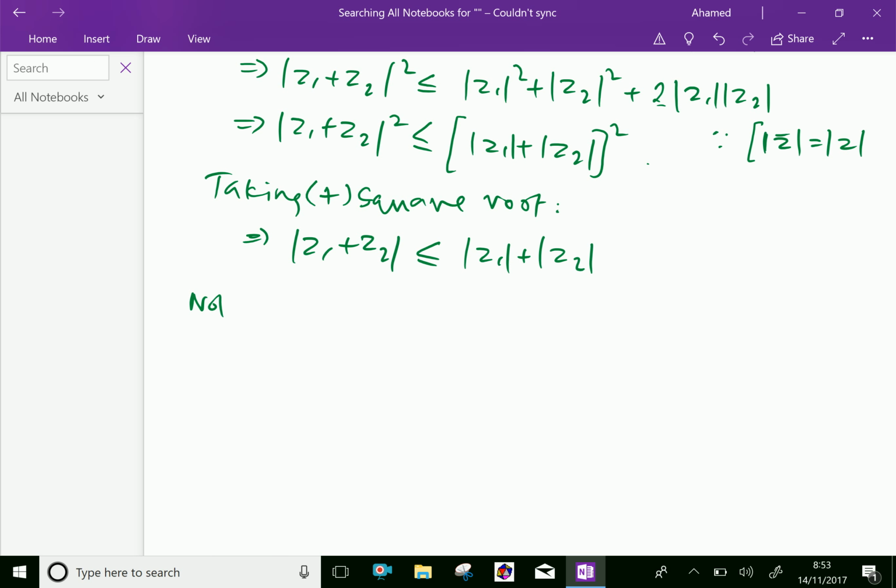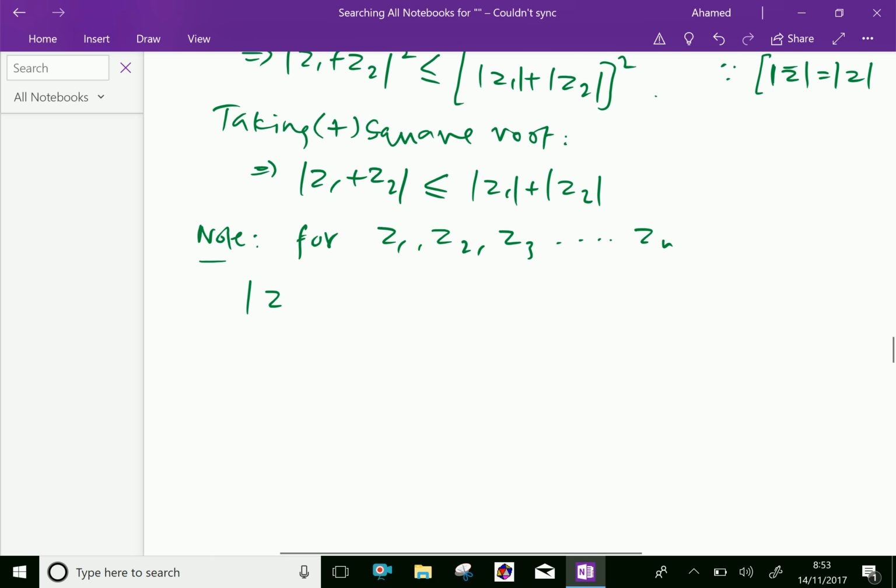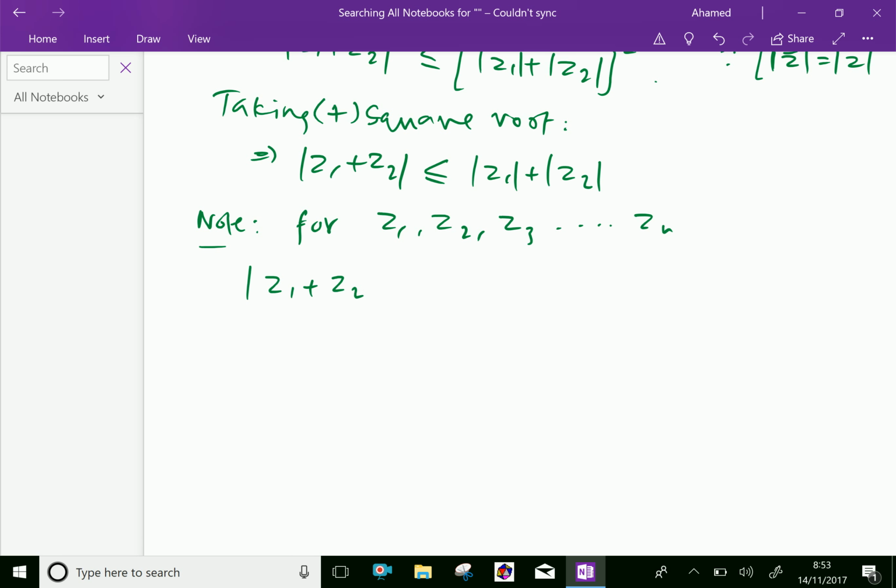We can note some points here. The above inequality can be extended for n complex numbers, meaning for z1, z2, z3, up to zn, we can have the result: modulus of z1 plus z2 plus z3 plus dot dot dot zn is lesser or equal to individual modulus of z1 plus modulus of z2 plus modulus of z3 plus up to modulus of zn.